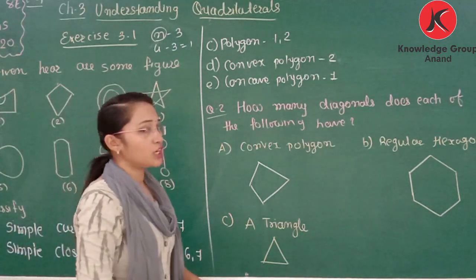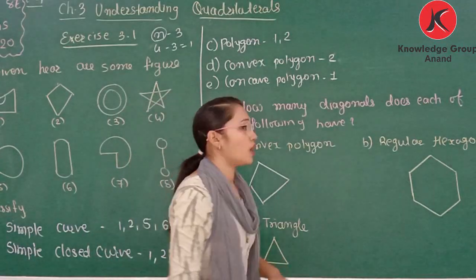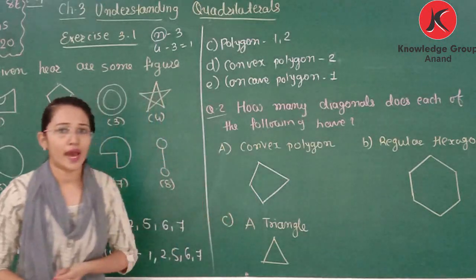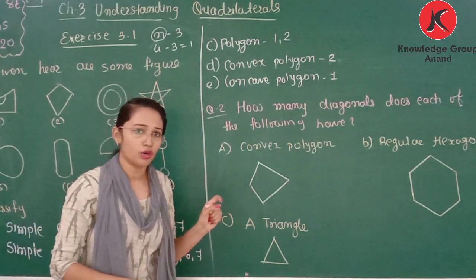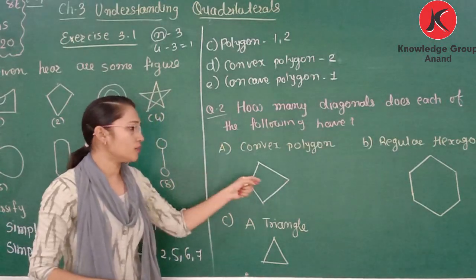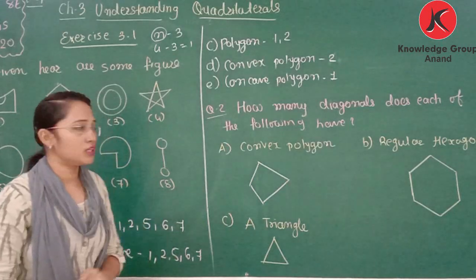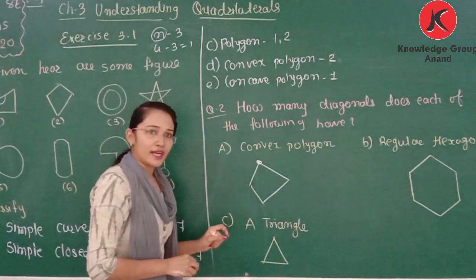Now, question number 2. How many diagonals does each of the following have? Figures are given and you have to find how many diagonals can be drawn from each of the polygon given below. Which polygon is first one? Convex polygon. How many diagonals can be drawn in a convex polygon? For that, you have to select one vertex.